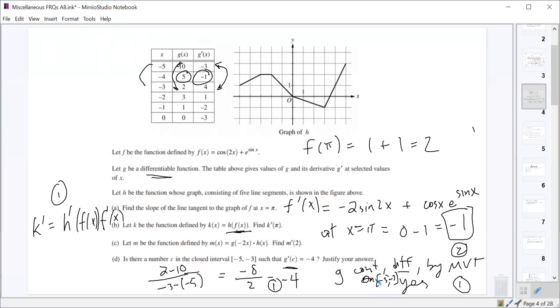best. But it says up here it's a differentiable function, so if you state that it's on the entire interval, then it must be on that small interval too. The only other thing that they wrote was, therefore, by the mean value theorem, there is at least one value C on -5 to -3 such that G prime of C equals -4. They wrote out the whole thing, but I don't think you need to write it all the way out.